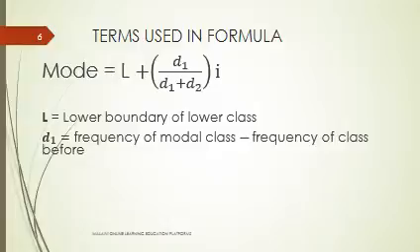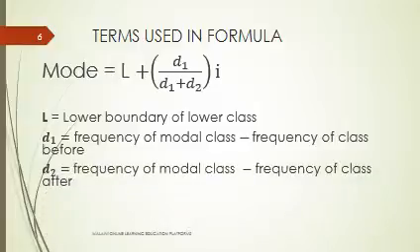We also have D1. D1 is calculated from the frequency of the modal class. You just locate the modal class and go where its frequency is. Then you subtract the frequency of the class before it. So that value you subtract from the frequency before that modal class. It also makes sense as we are going to discuss in the next slide.